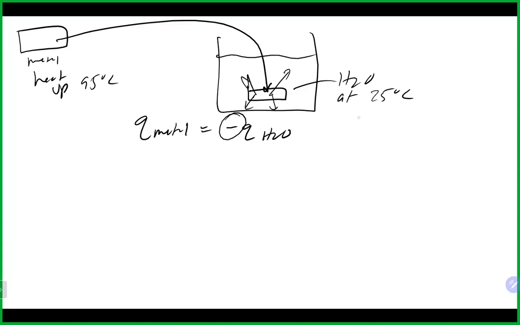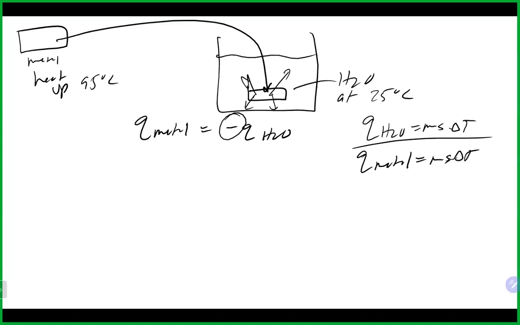So in this case, in a lot of cases, you could use the specific heat equation for water and solve for something, and then go back and use the specific heat equation for the metal as well. So you could use both of them there, and then solve for whatever you're looking for, maybe the specific heat capacity of a piece of metal.